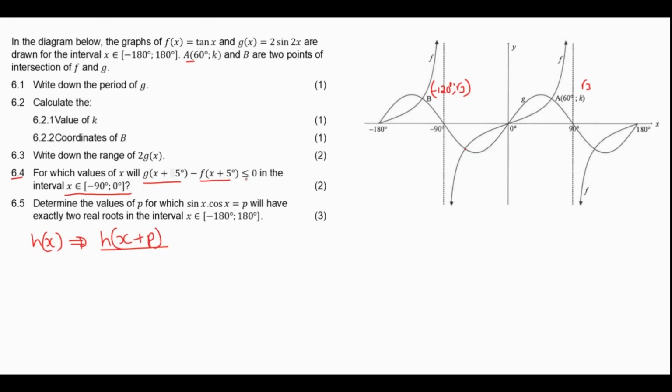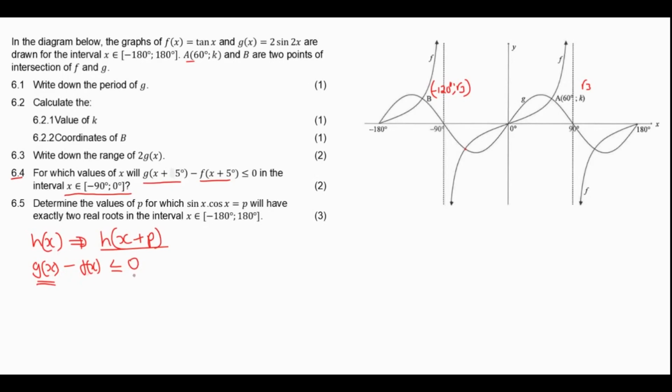And then g(x + 5) - f(x + 5) less than or equal to 0. Let me start by using just g(x) and f(x). If I say g(x) - f(x) is less than or equal to 0, what is the meaning of this? It means that we're looking for a region where g(x) is less than f(x). When you're subtracting a bigger value, you get a negative value, because less than or equal to 0 means that the value is 0 or negative. If f(x) is greater than g(x), that's when we are going to get a negative value. We're looking for a region where g(x) is below f(x), or where f(x) is above g(x).